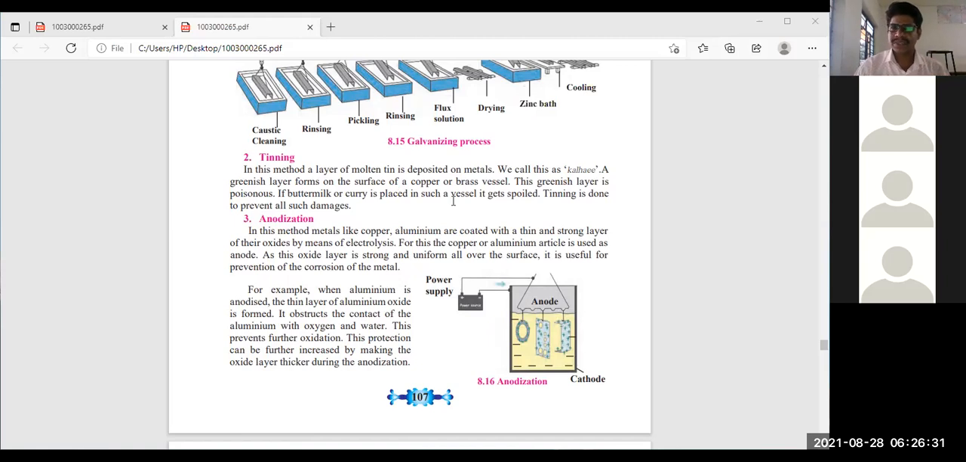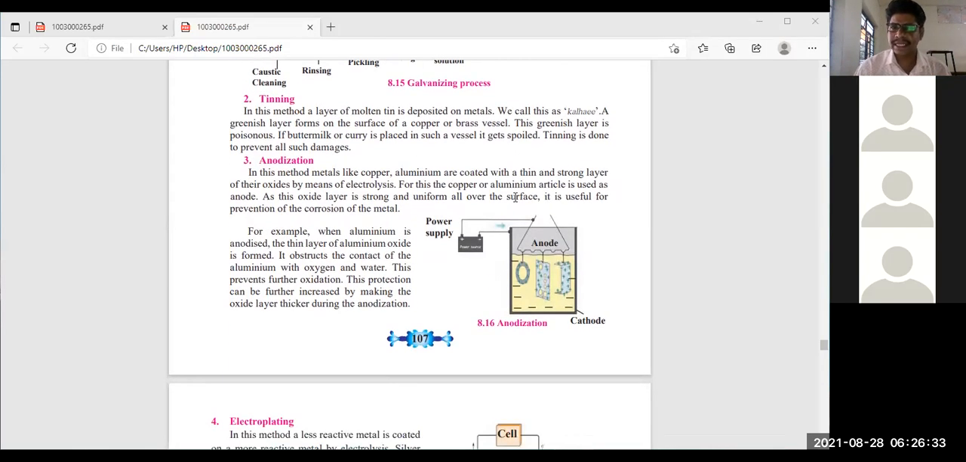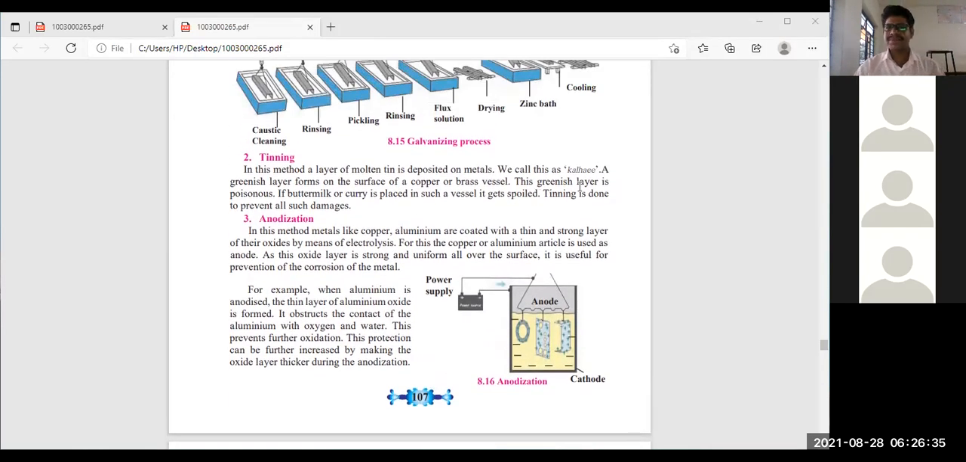Now, might be you don't know, but you can ask your parents or grandparents. They can tell you about these things. Okay, and this greenish layer is poisonous. See that? There is a greenish layer formed on it, and it is poisonous. If we keep buttermilk or curry in it, then it will be spoiled because of this color, and tinning is done to prevent all such damages.